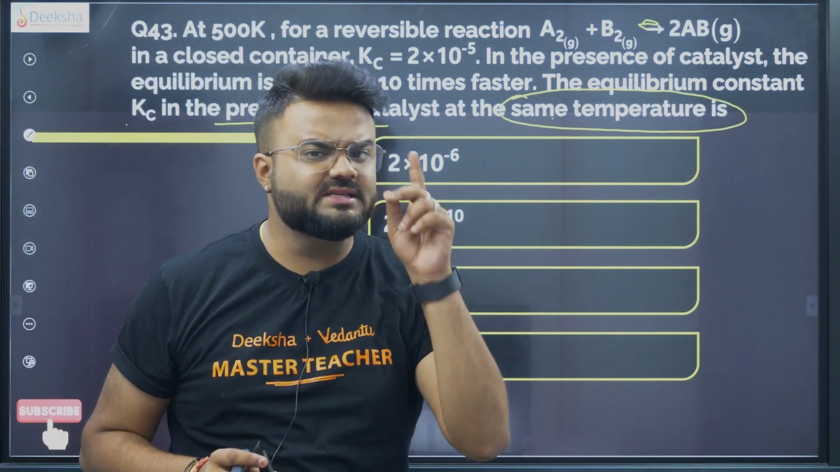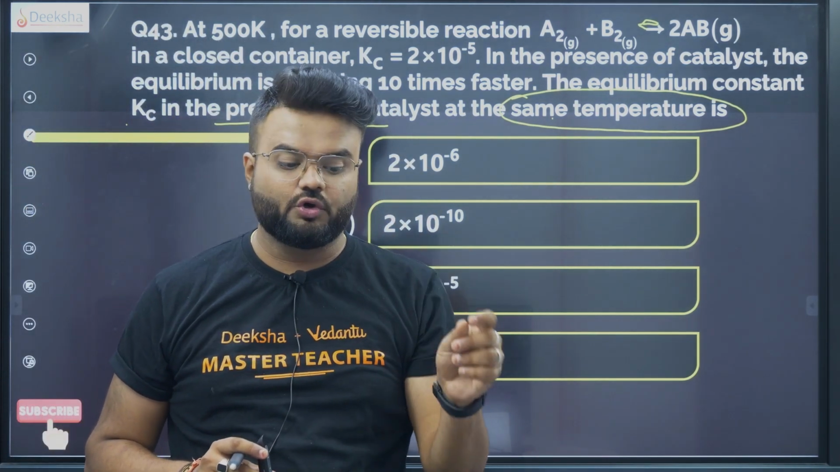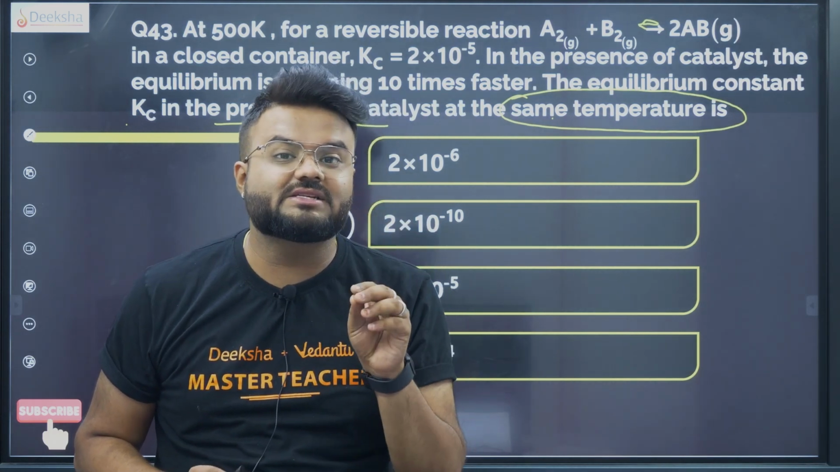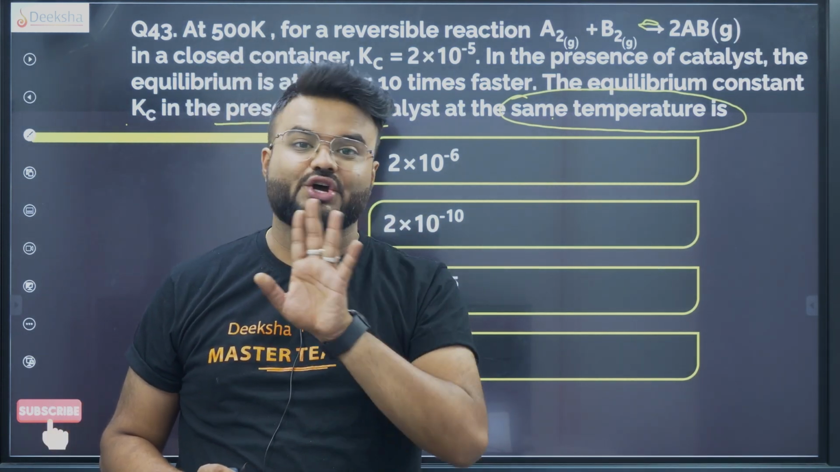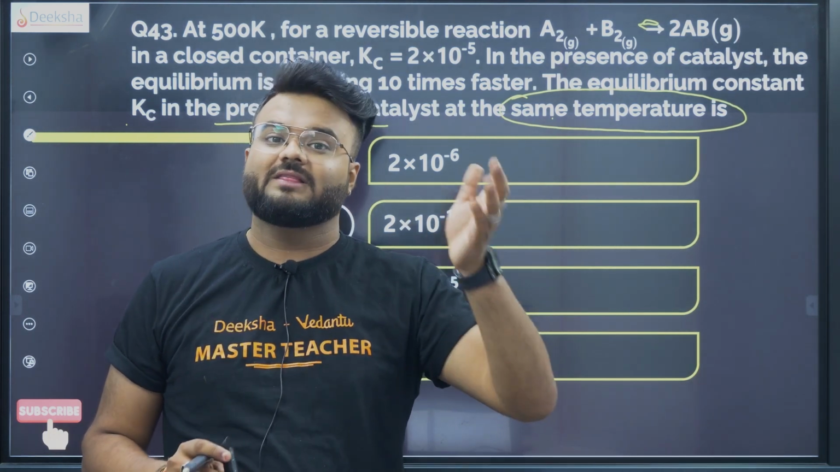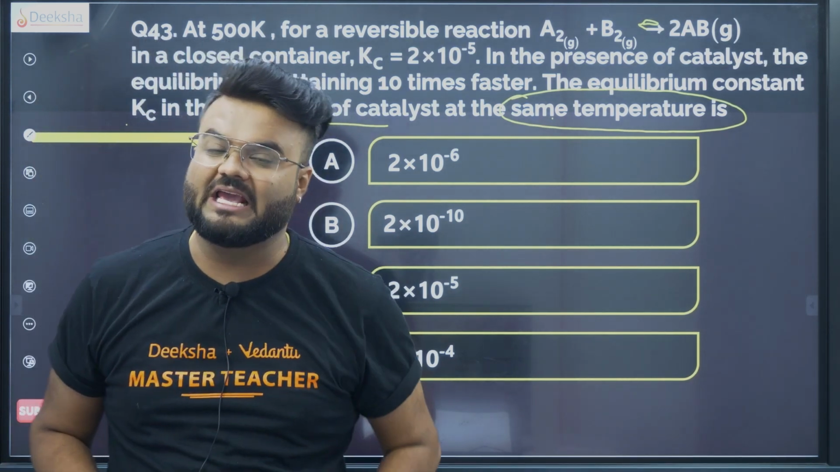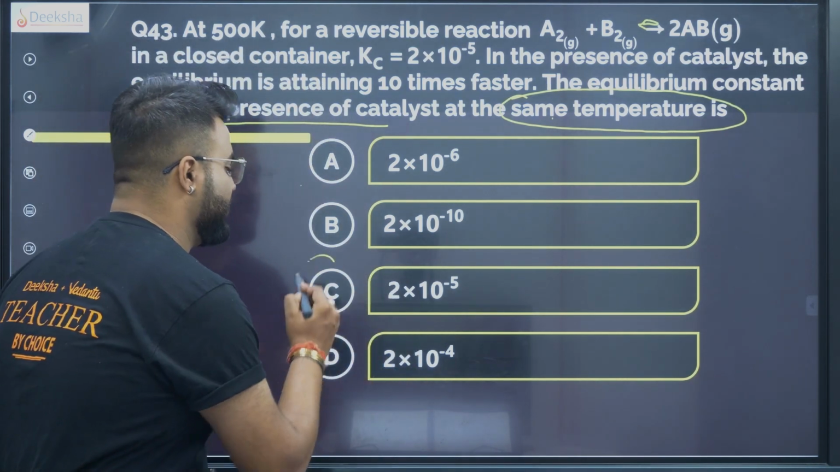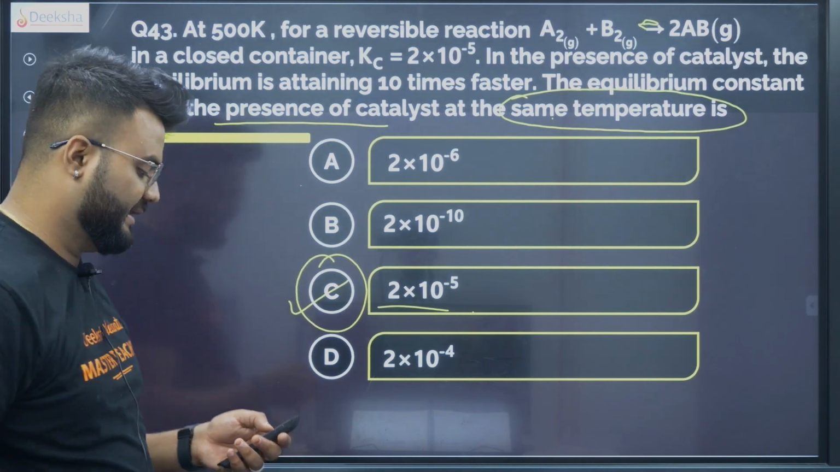Is the catalyst involved in the chemical reaction? No. Therefore the catalyst has no effect on the equilibrium. It just helps the reaction to move forward. Therefore, the equilibrium constant remains the same as it is. Your correct option will be option C, that is 2 into 10 to the power of minus 5.